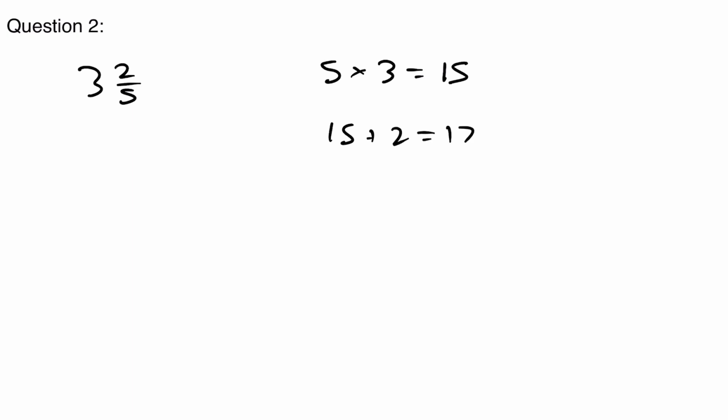And then that's going to be our numerator for our final answer, so 17. And then our denominator is going to be the original denominator of 5. So 17/5 is our final answer. Now remember, your denominator always stays the same.